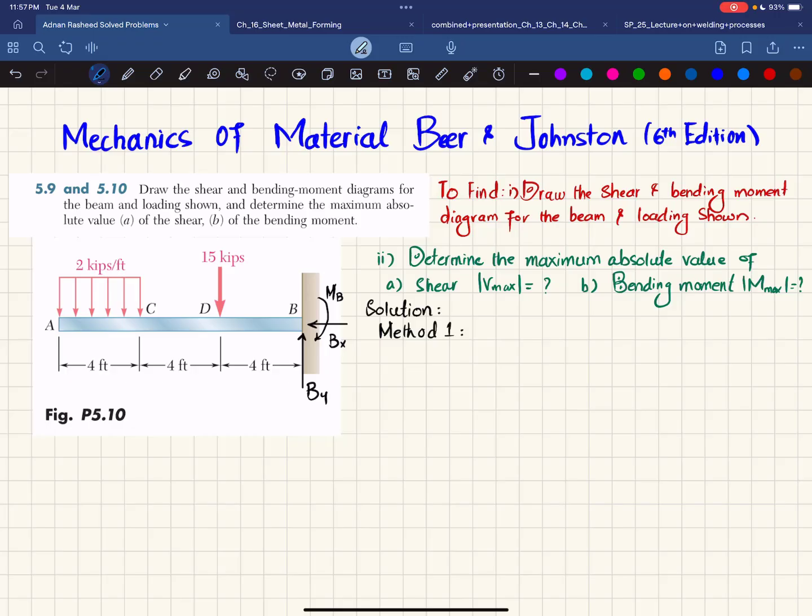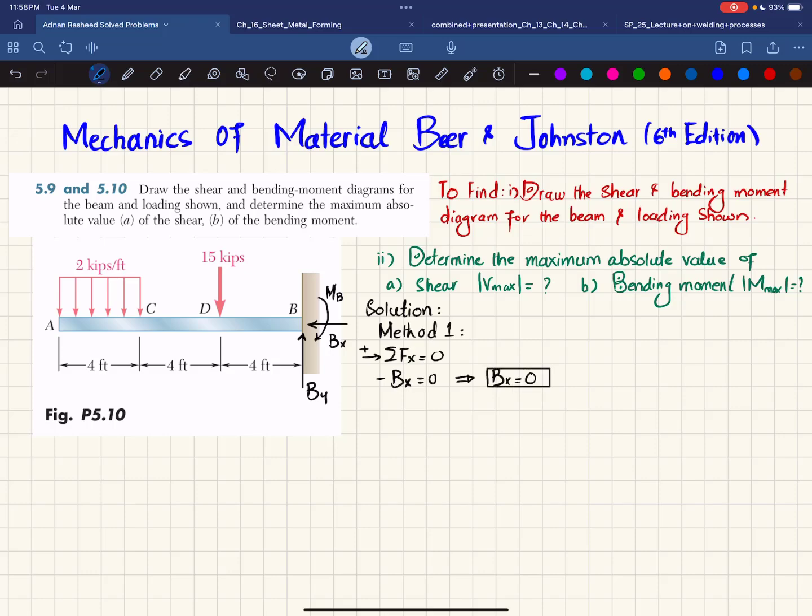The first equation of equilibrium is that the sum of all forces along the x direction must be equal to 0, with force toward the right taken as positive. You can see only Bx is acting horizontally and there is no other force, and it is in the negative direction, so minus Bx is equal to 0, and from this we get that the horizontal reaction force Bx is equal to 0.